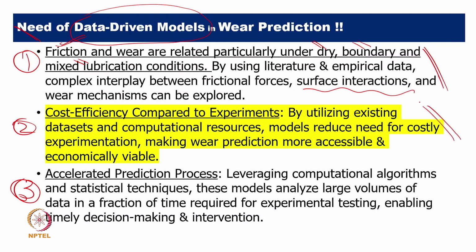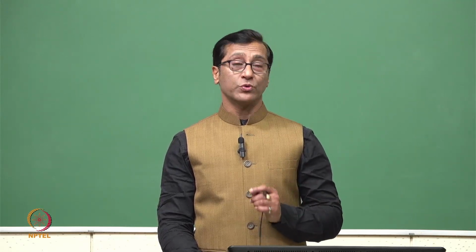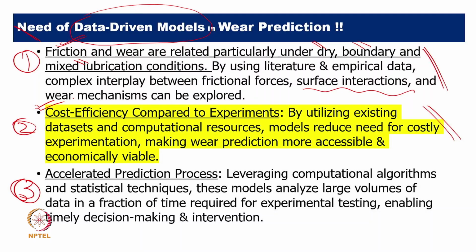Coming to the second one, we have already explored the Taguchi method and ANOVA, and we understood that there are some limitations. To overcome those limitations, we also explore ANN. ANN also requires data. The only good point in this case is that we will require a lesser number of experiments when we go for an ANN model or a similar kind of model. So we can say it is cost efficient compared to running all the experiments.